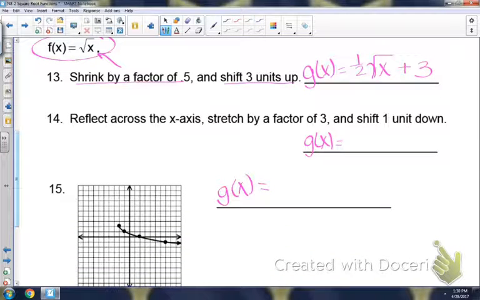Okay, so 14 reflects across the x-axis, that's negative. Stretch by a factor of 3, shifting 1 unit down. So we have a square root of x, and then again on the outside it should be -1. If it says left or right, that should go under your square root.